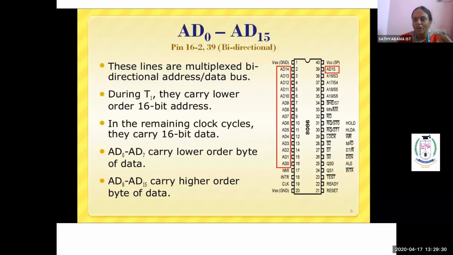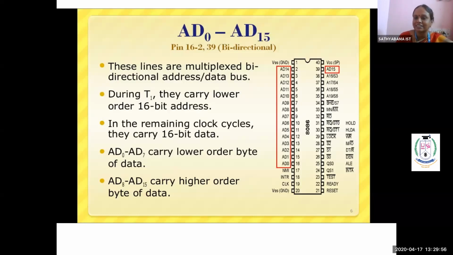So here AD0 to AD15. I already told you the data bus of 8086 is 16 bits, D0 to D15, so that is the 16-bit data bus. The address bus we said is 20-bit, but we multiplex only 16 bits. The remaining 4 bits will be on separate pins. So AD0 to AD15 means address and data are multiplexed in a single pin. That is the purpose.